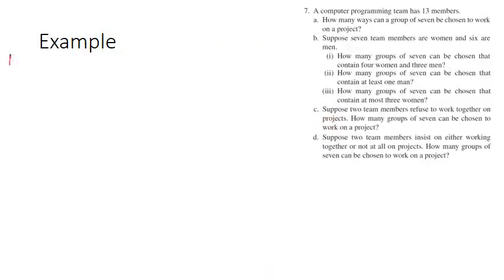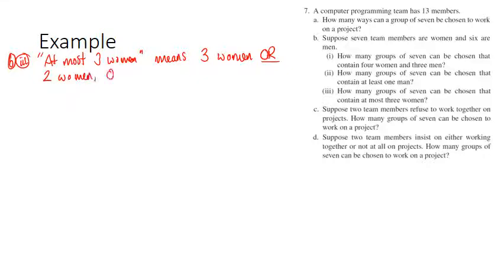Okay, so part B, part 3. How many groups of 7 can be chosen that contain at most 3 women? Okay, so what you've got to do here is think about what the words at most 3 mean. So at most 3 women means the following. It means 3 women, or 2 women, or 1 woman, oops, or no women. Okay, so those are 4 separate events, and they are all disjoint. So that means we can use the addition rule.